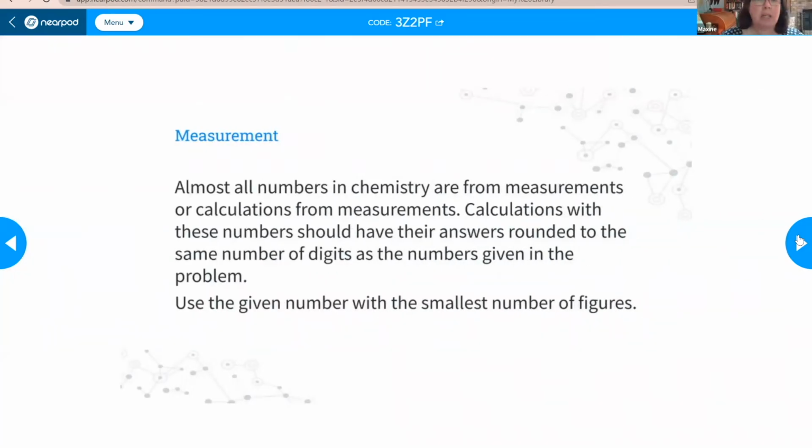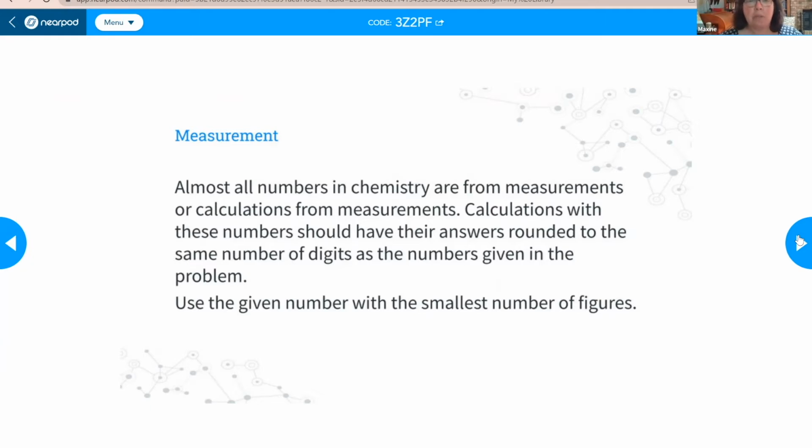So they're either measurements that are directly measured in lab, or they're calculations based on measurements, or they're calculations based on measurements that have been standardized and agreed upon by a lot of people. So they're in like a table or something.